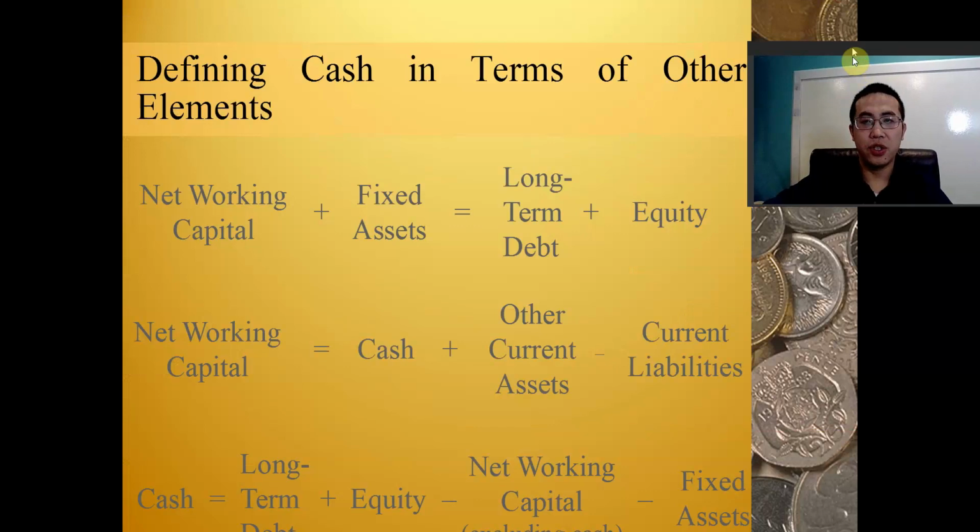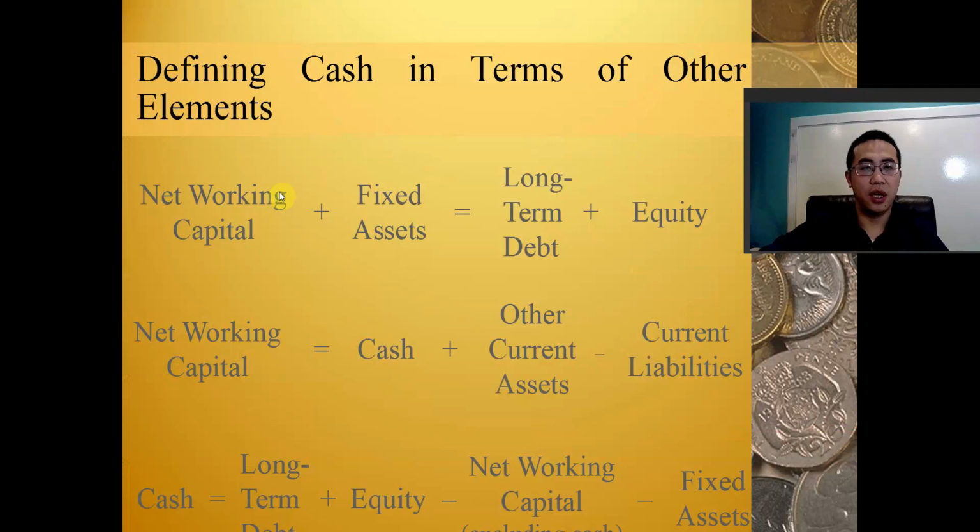Okay, so right here, what you see is an equation based on the universal accounting equation: total assets equals total liabilities plus total equity. So what you see here is the net working capital basically is cash plus other current assets like inventory, accounts receivable, minus current liabilities. So basically these are current assets and this is current liabilities. That makes your net working capital.